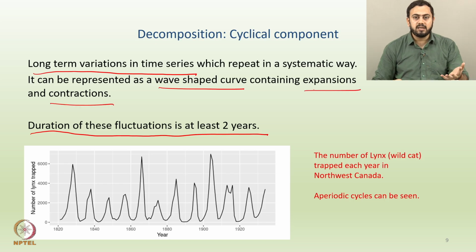So if you see a peak, there will be some expansion. If you see a trough, there will be some contractions, etc. Okay. Now you see a slightly different kind of example, which is an actual practical example which people have studied. So this example is the number of lynx. So what do you mean by lynx? Lynx is nothing but a particular species of wild cat. Okay. So the number of wild cats trapped each year in northwest Canada. And then you can see the graph in front of you.